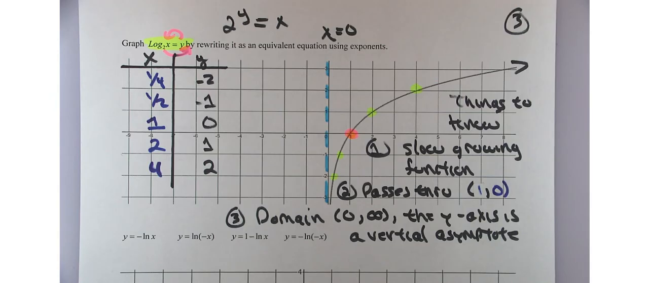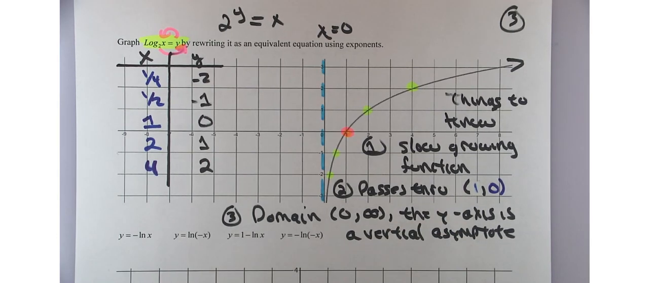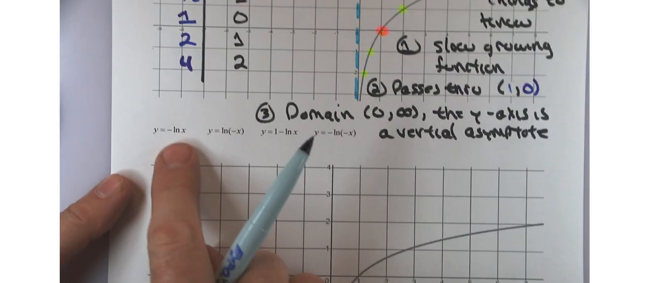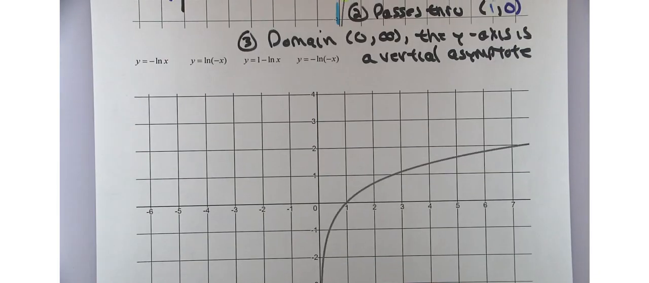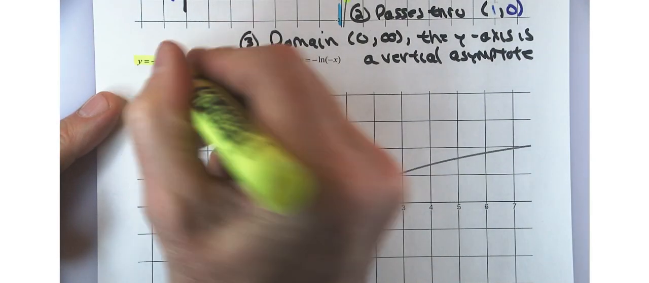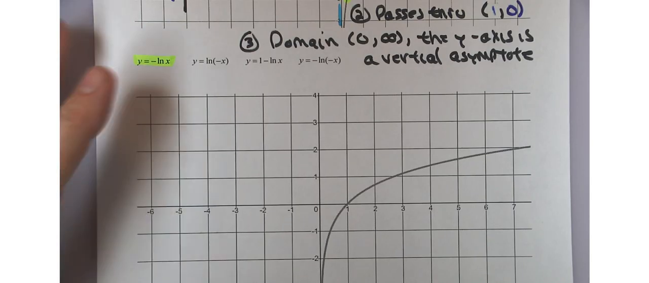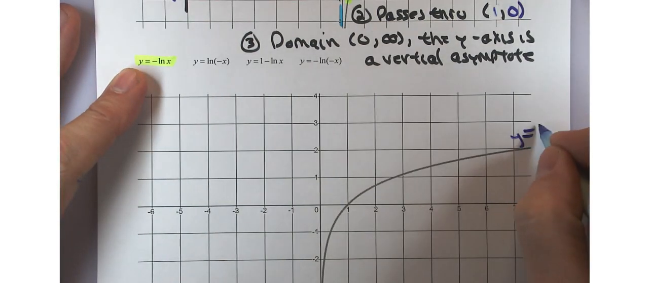Okay, looking good there. Let's keep it going. We can play around with this graph a little bit, flip it around, translate it, etc. Let's start with, say, this one. Y equals negative ln of x. So what I've got here graphed for us is y equals ln of x.